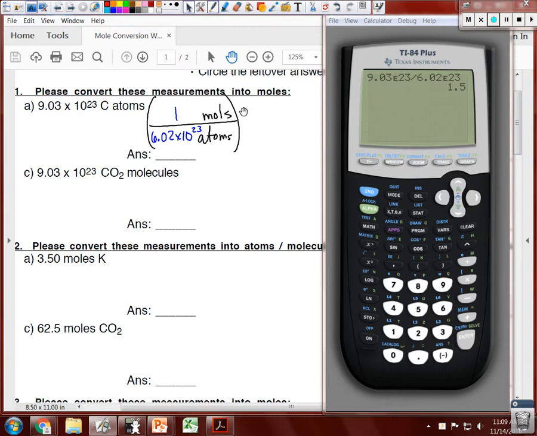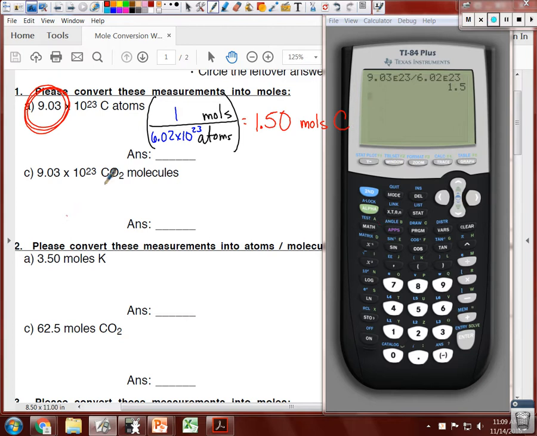Now, this problem is actually a problem. I know it sounds weird, but this particular question causes us an error. How many significant figures are in the given? But your calculator only shows you 2. How do you make it 3? Add a 0. Very good. So it's 1.50 moles of carbon.